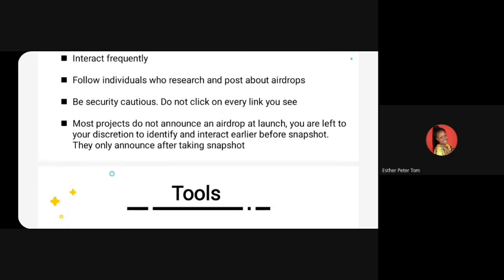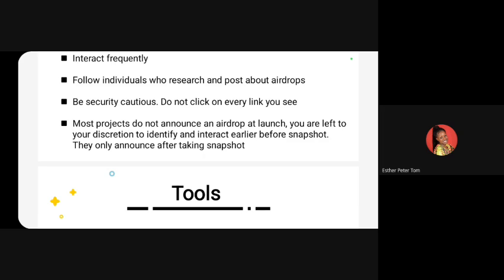Most projects do not announce an airdrop at launch. So you are left to your discretion to identify and interact earlier, before the snapshot. Most of these projects do not announce that, oh, we have an airdrop. They do not. For instance, Hyperlane has not made any announcement that they will have an airdrop.